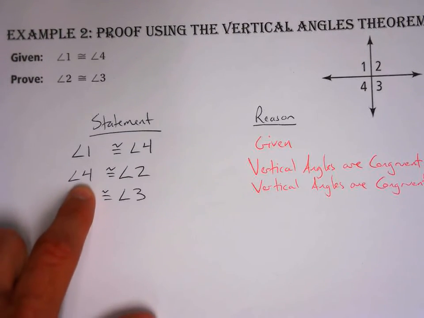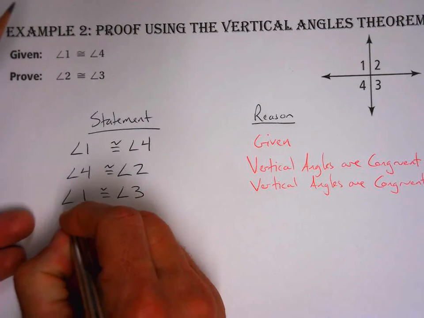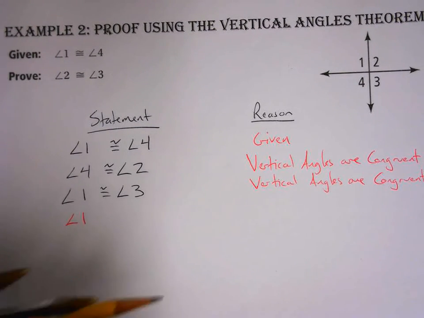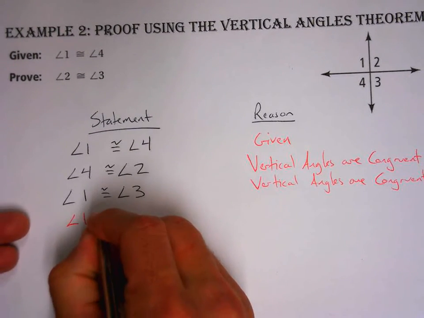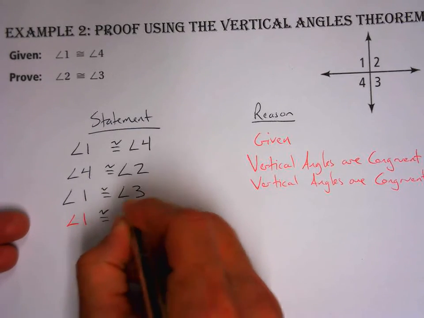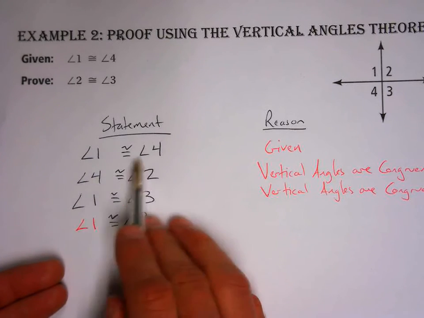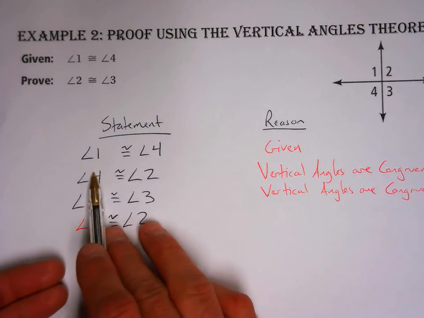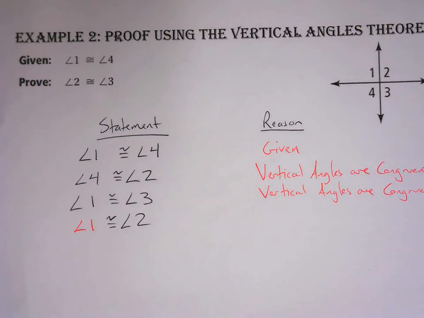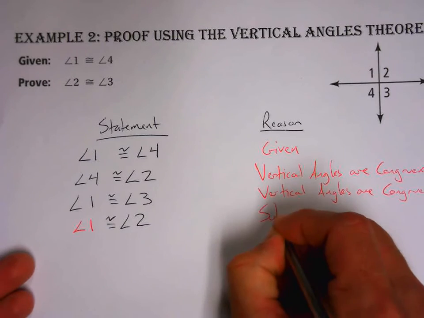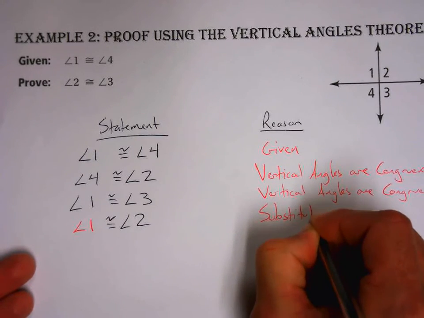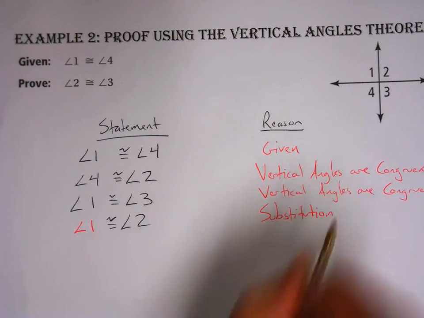We can say that angle 1 now is congruent to angle 2. How do we know? Because I switched out that 4, right? Because angle 1 is congruent to angle 4, and angle 4 is congruent to angle 2, so I can call that angle 1 being congruent to angle 2. And that, if you remember, is called substitution. So I've basically substituted angle 1 for angle 4, okay?